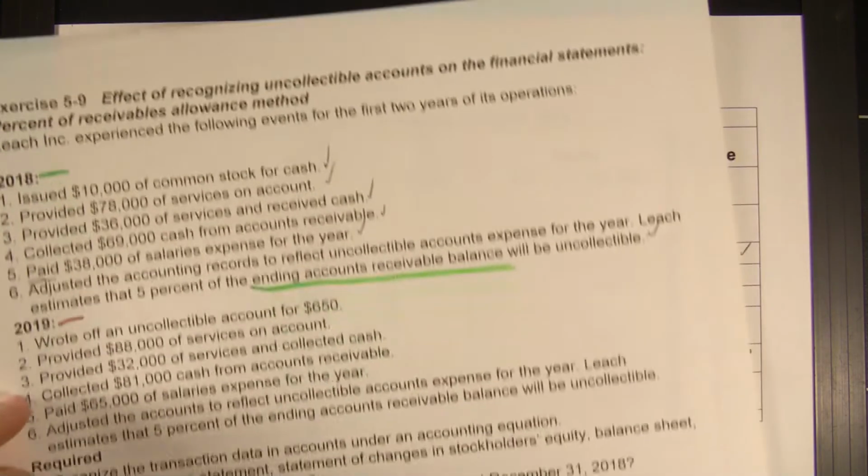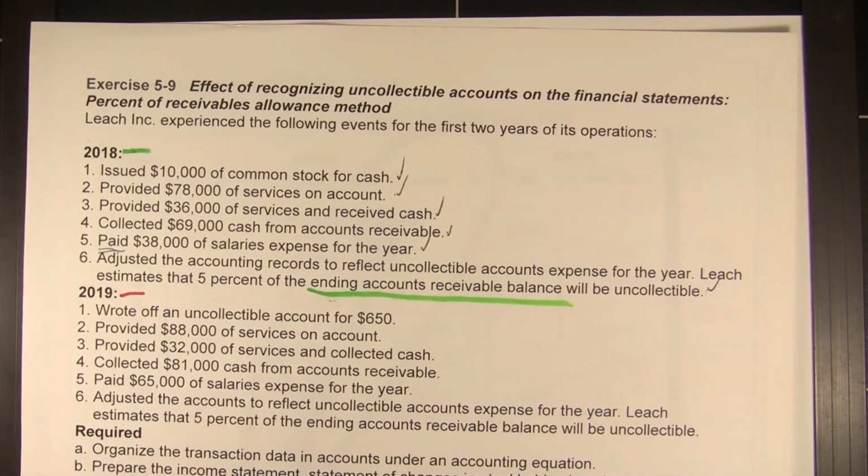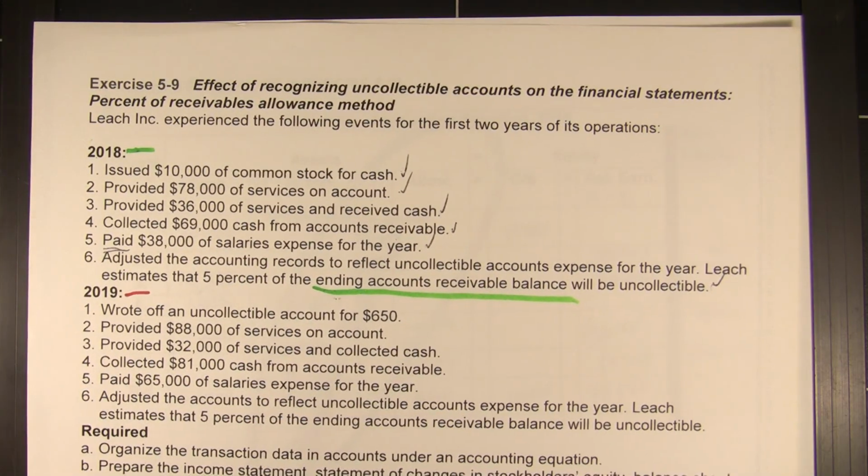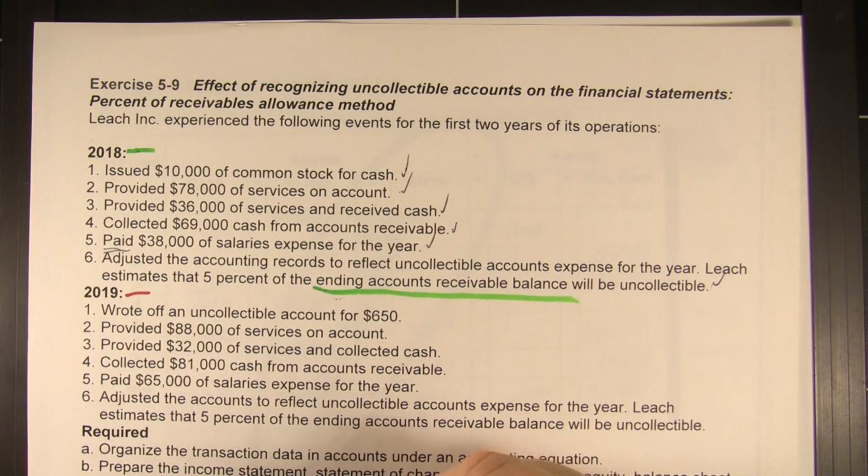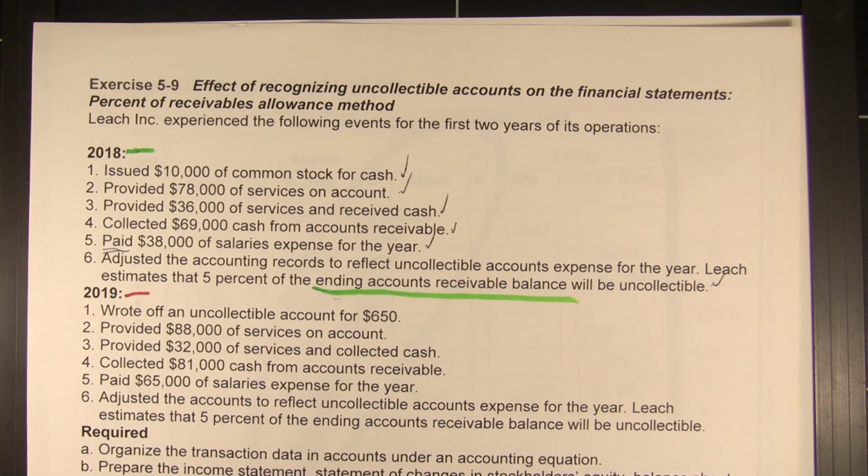Part B says prepare an income statement, a statement of changes in stockholders' equity, and a balance sheet and a statement of cash flows for 2018. We'll do that on the next video.